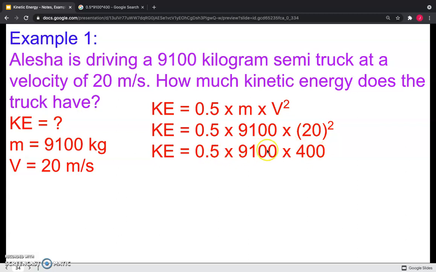Okay, then we're going to multiply those three values together. And we should get 1,820,000 for our kinetic energy. And then just remember that kinetic energy is measured in joules. That's our final answer, 1,820,000 joules.